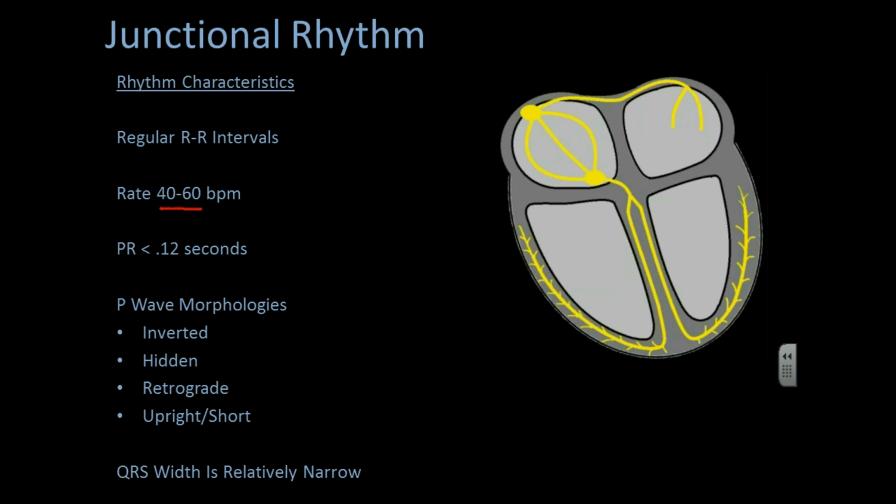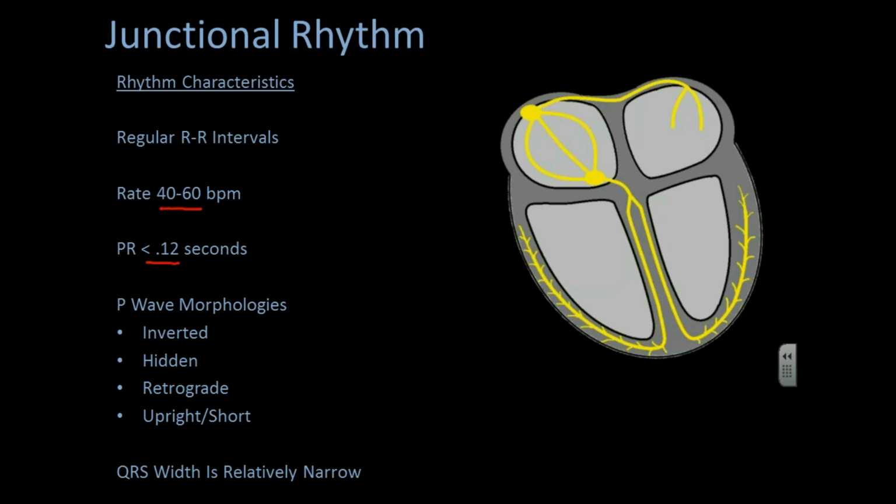PR for sinus rhythm, if you remember, is between 0.12 and 0.20 for a normal PR. Now junctional would be considered less than 0.12 if there is even a PR, and we'll talk about that in just a little bit. P-wave morphologies.